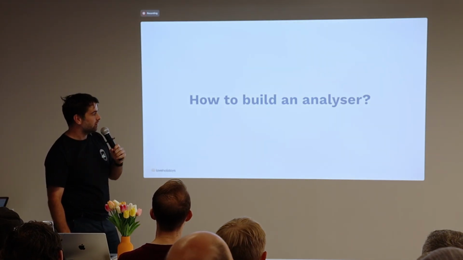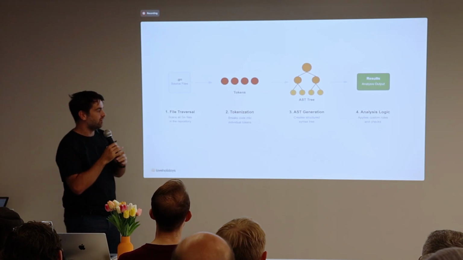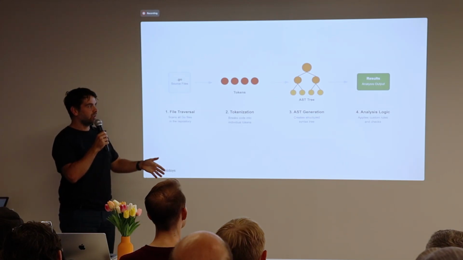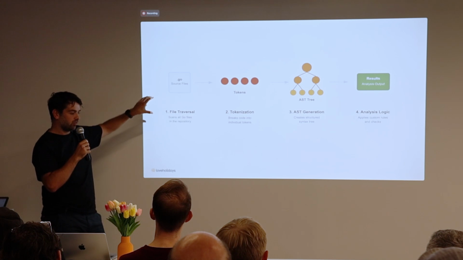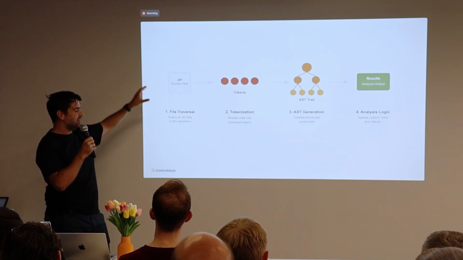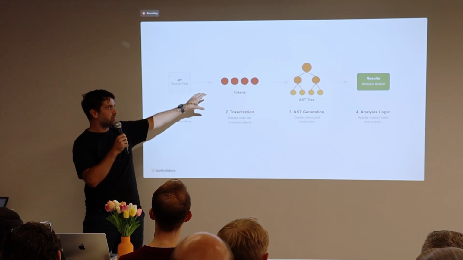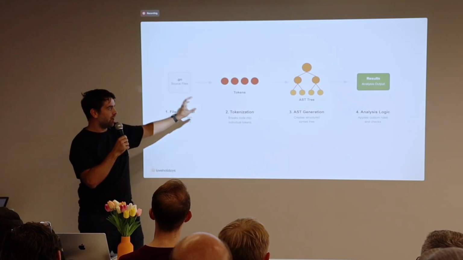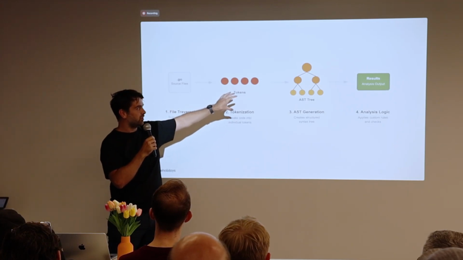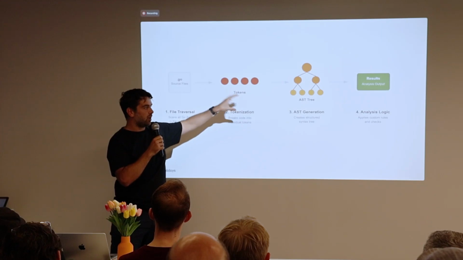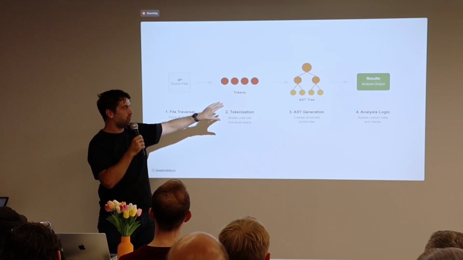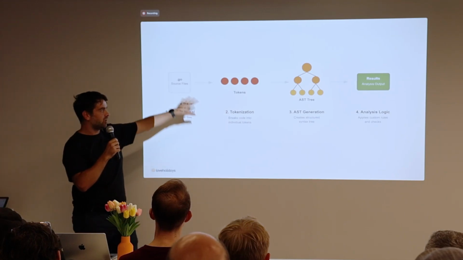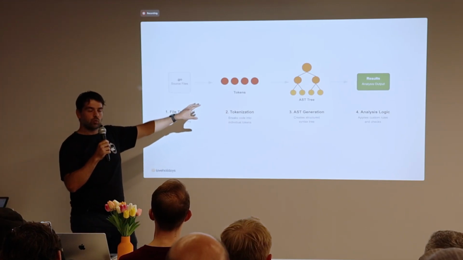Fundamentally, to build an analyzer, you have to take the Go source code that you write. It needs to be transformed into tokens, and then we transform that into an abstract syntax tree representation, which is a higher level representation of a language. From that, we can then run the analysis output. This is fundamentally how all analyzers work under the hood.